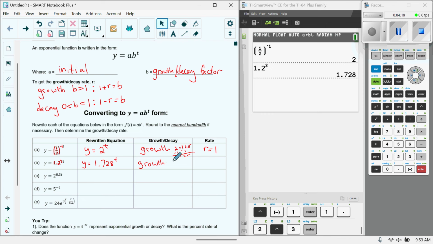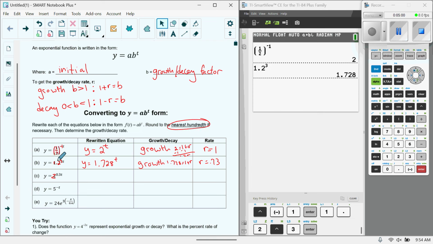And if you need to set up the equation for yourself, go ahead. You have 1.728 equals 1 plus r. You end up with r is 0.728. Although this question does tell us to round to the nearest hundredth, so I'm going to go and rewrite this as 0.73. So we're increasing by about 73%. Big jump. Let's look at the next one.